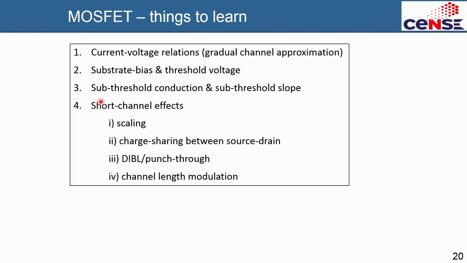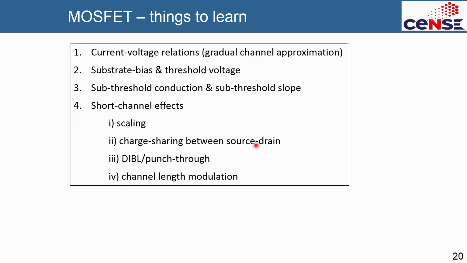Remember, short channel effects come because the devices are basically made smaller and smaller, which means they are being scaled down, and this is following Moore's law, that every 18 months your number of devices will almost double. So, there will be more density of devices packed per unit area. Your devices will become smaller, and that has an effect on the short channel effects.